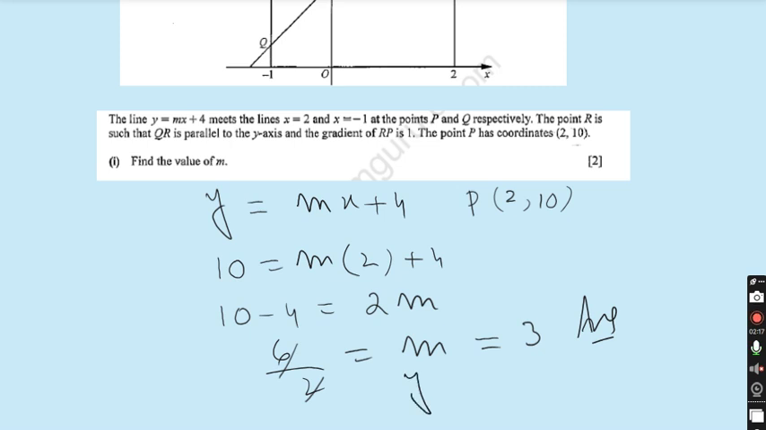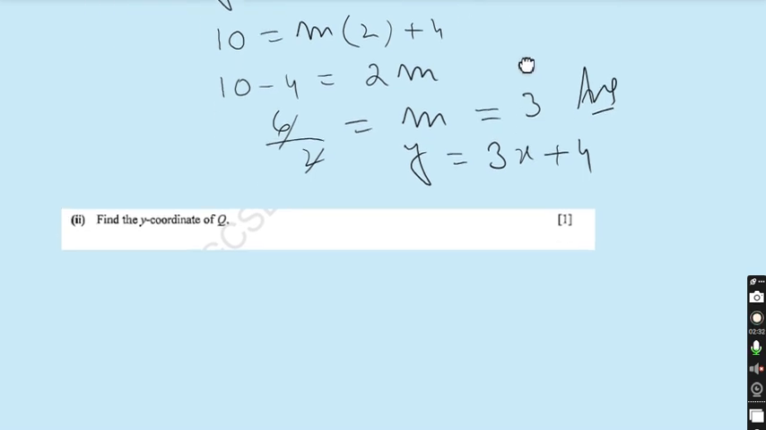Now our equation becomes y equals 3x plus 4. This value of m will definitely help in part number 2. What is part number 2? Find the y coordinate of Q. Again, this is very easy. We have the equation y equals 3x plus 4.